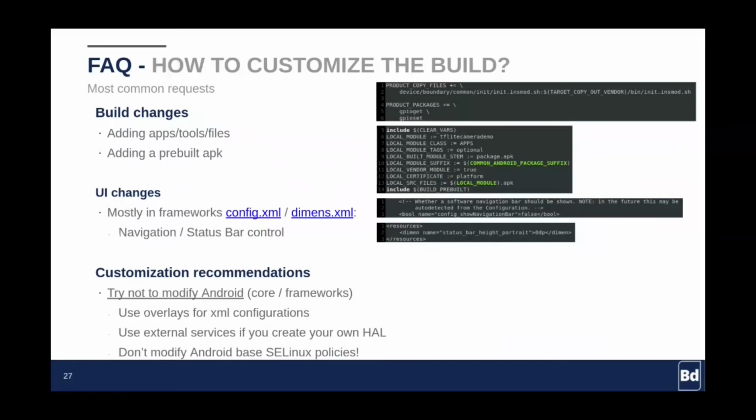Then another most common request is how to add specific APKs or specific applications to a build. For that, I invite you to look into the makefile inside your device folder, and you will see that you have product packages where you can define the packages you want to be included in your build. There is also product copy files where you simply copy files from one source to a destination.